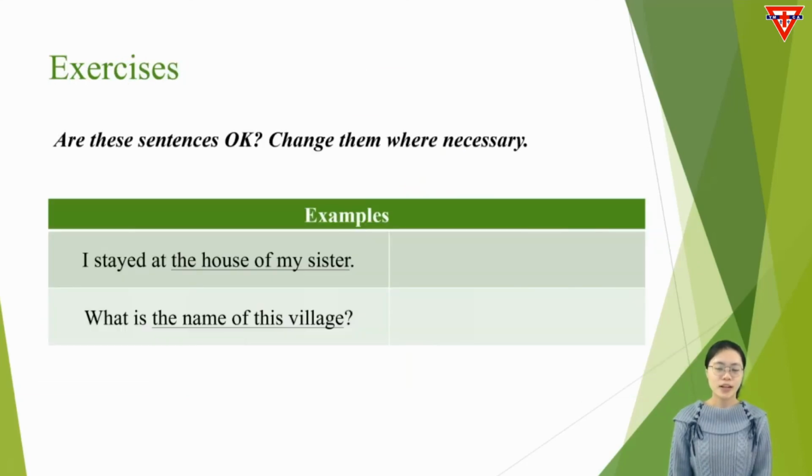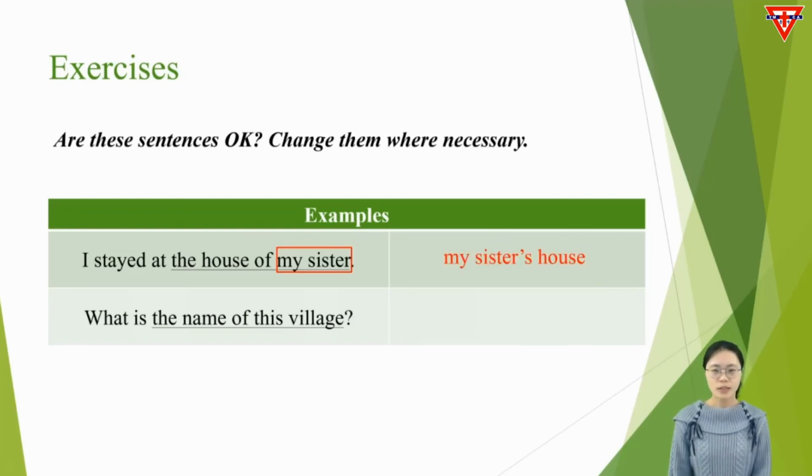Time to look at today's exercises. Can you tell if the underlined parts are okay? If yes, write okay. If not, correct it. The first one, I stay at the house of my sister. Who owns the house? My sister. My sister is clearly a living thing, and since it's a singular noun, we use an apostrophe and s.